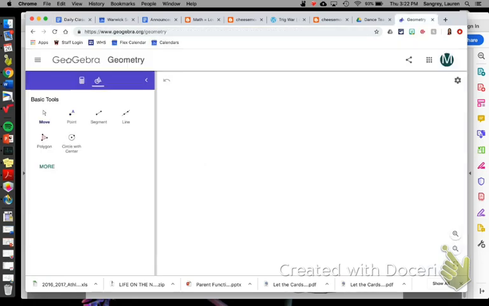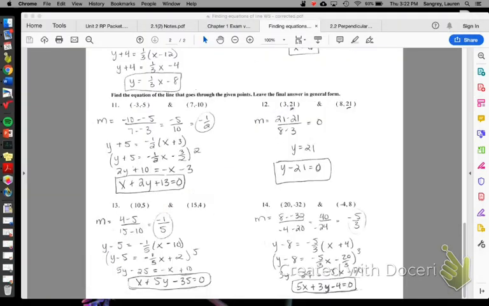So I do have notes for you today, but first, if you want to pause the video, you can check your homework. Here's 11 through 14. These were all supposed to be left in general form. So remember, general form, A has to be positive, and you can't have any fractions. So for each of these, you want to clear the fraction, get everything to one side so that 0 is on the other side. So again, you can pause the video and check your answers and then press play when you're ready.